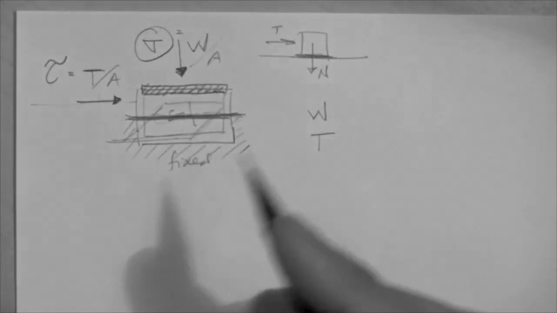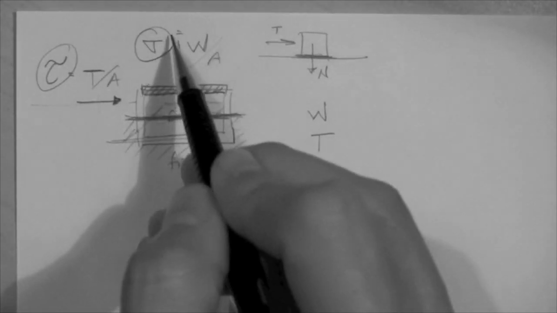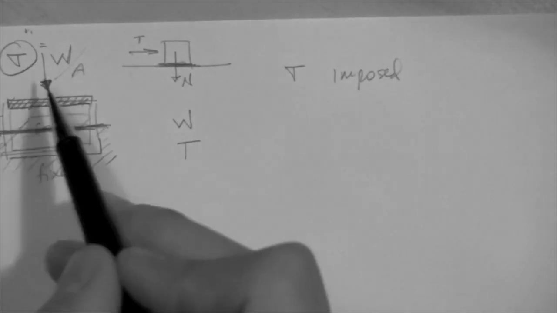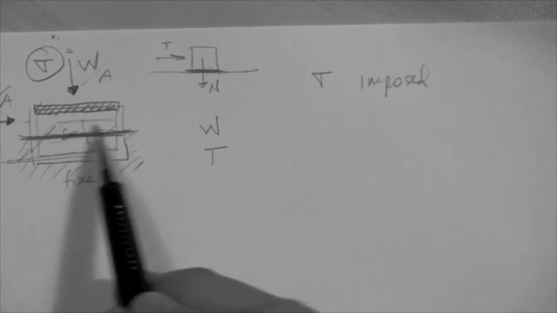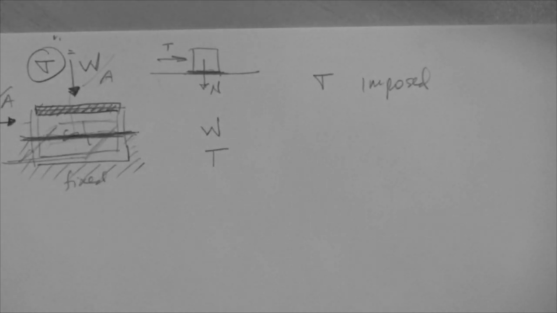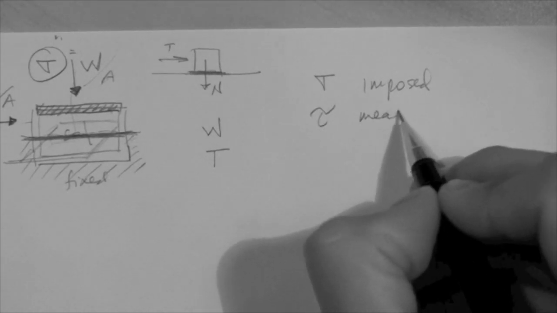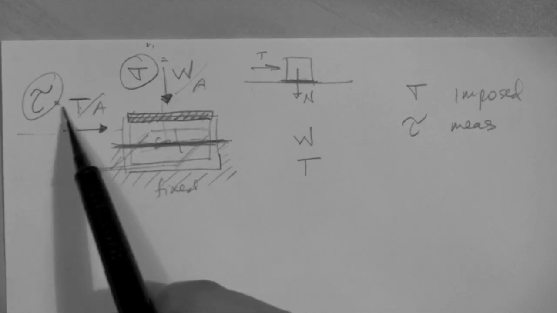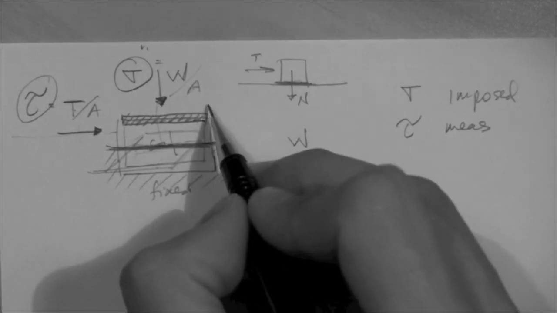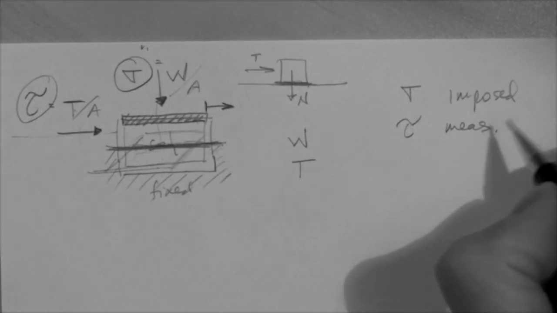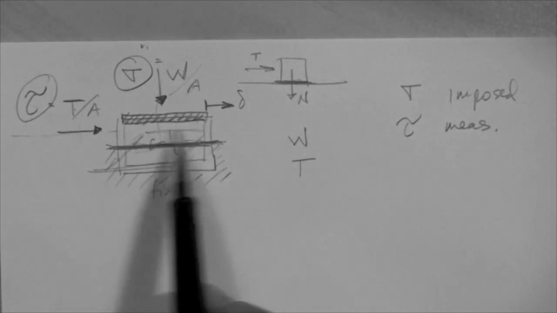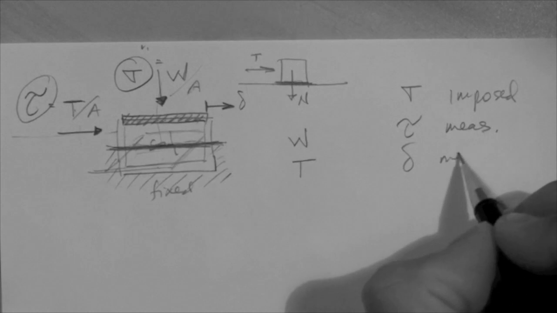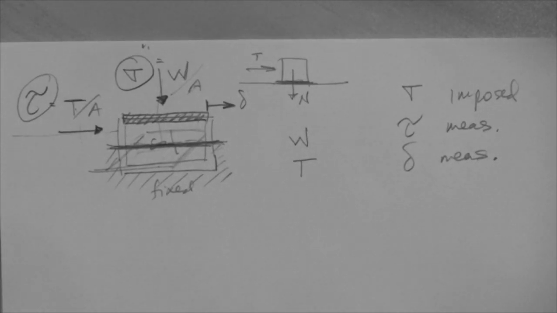Okay? So once you have those two parameters, this one you impose. Sigma is imposed. You decide what sigma is because you decide how much weight you're going to put on this area. Okay? And you measure this force, T. If you divide that measured force by area, you get tau. You also measure the deformation of the box. Not the box, the top part of the box. Okay? So that's what you do.